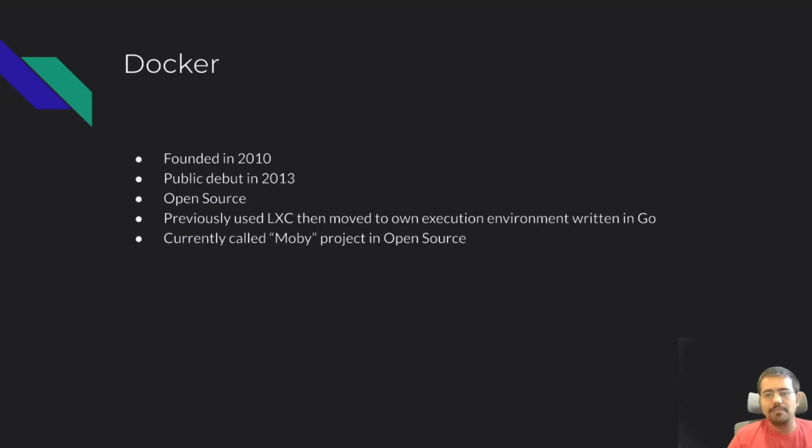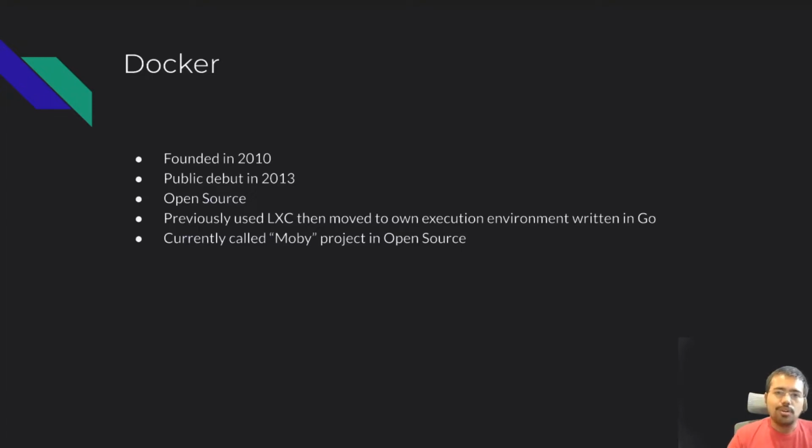It's kind of the runtime, in loose terms. And now they moved to their own execution environment, execution runtime, which was written in Go. Currently, Docker is open source under the project called Moby, M-O-B-Y, as listed here on the slide. So Docker has an enterprise edition as well as the open source project Moby, or a Docker community edition. What Docker did for a lot of us is it introduced us to container technologies.